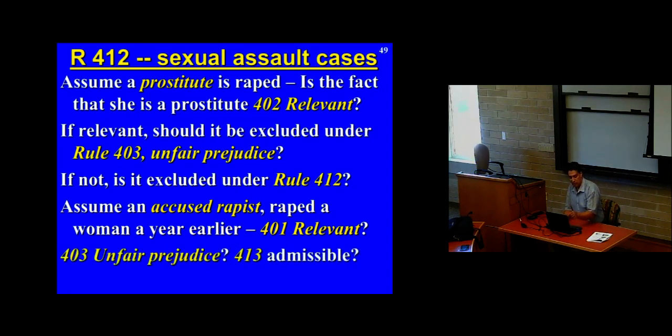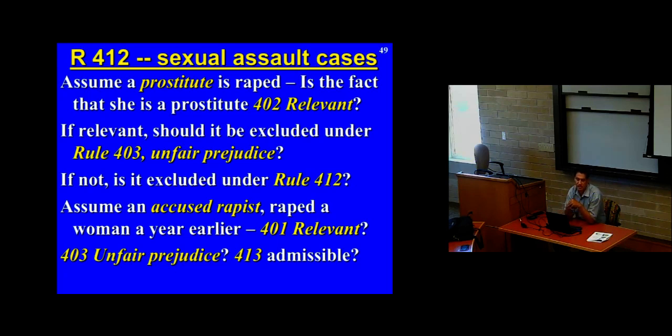Again, the idea would be, if an accused rapist raped a woman a year earlier, is that relevant? Yes, that would be relevant. Maybe that's 403 prejudicial, but sometimes what a criminal defendant would be able to say is, I'm not opening the door on my character, and since I'm not opening the door on my character, you can't use this against me. And even if you did, if you tried to use it as character, and I haven't opened the door, it's a specific instance of conduct, therefore inadmissible. And often this would be inadmissible.